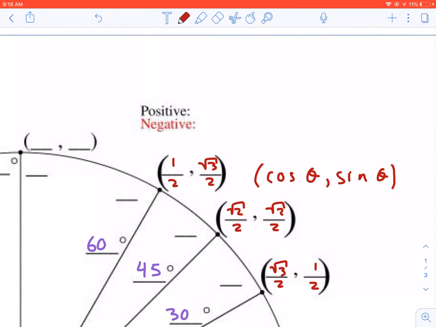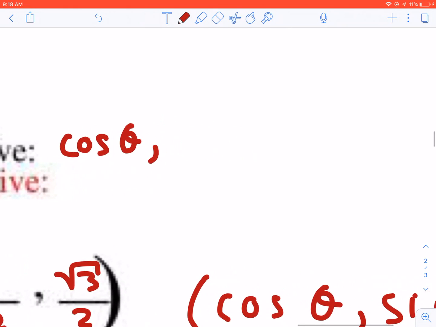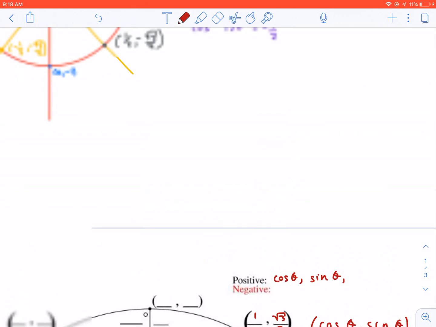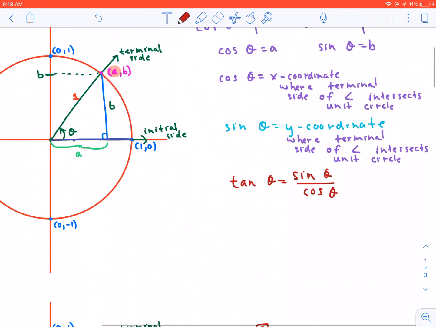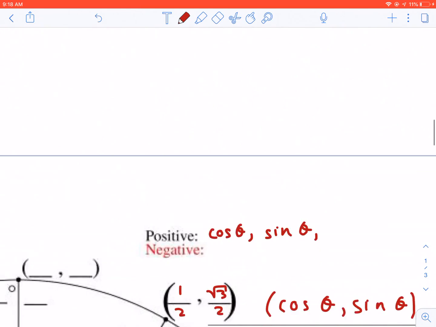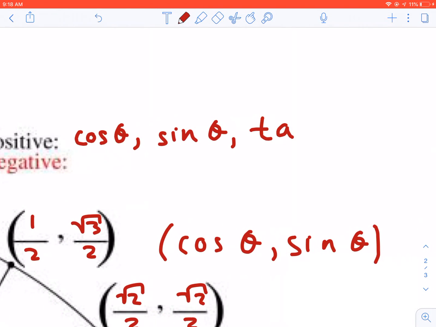So in this quadrant, what's positive and what's negative? Well, everything's positive. So our value of cosine is positive because our x coordinate's positive. Our y coordinate's also positive, so sine theta is also positive. And let's also talk about tangent of theta at this point. We said tangent was sine divided by cosine. So if both sine and cosine are positive, tangent's also going to be positive.